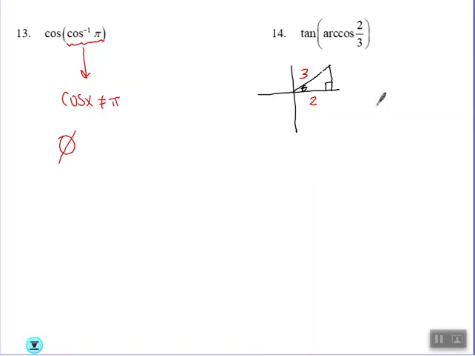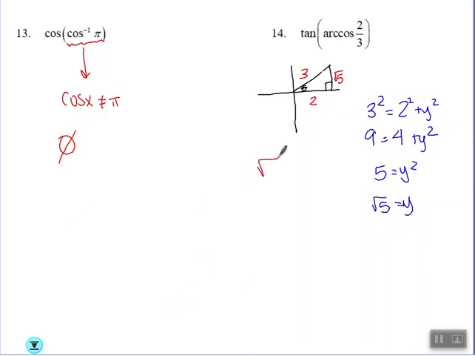We need to use the Pythagorean theorem to find the other side. So we have 3 squared equals 2 squared plus y squared. And we get that y is square root of 5. So then we just need to know tangent of this angle. Thinking back to SOHCAHTOA, tangent is opposite over adjacent, so we have square root of 5 over 2 as our final answer.